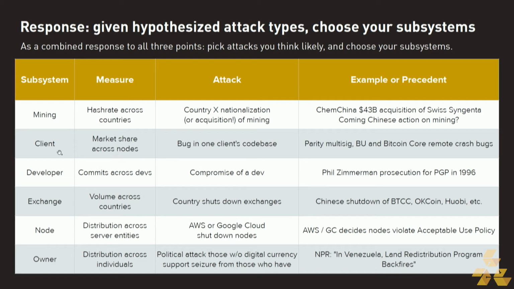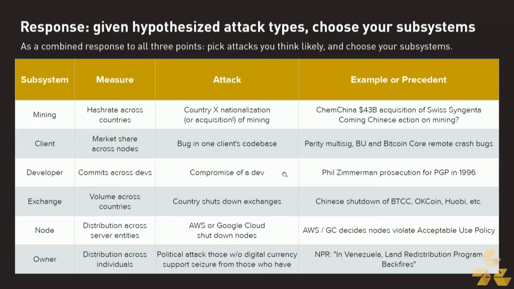Second example, if you take clients and you talk about market share across nodes, and there's a bug in one client's code base, like, for example, Parity, Bitcoin Unlimited, Bitcoin Core all had significant bugs this year. Again, those engineers are great. I'm not saying any engineers are not good, but those clients did have bugs, and those bugs were user visible. If one client has a bug, but your Nakamoto coefficient is like 4, well, again, most of the network is unaffected, right? Because you needed to mess up a bunch of different clients to capture more than 51% of nodes.